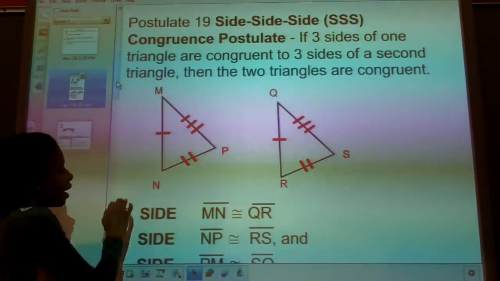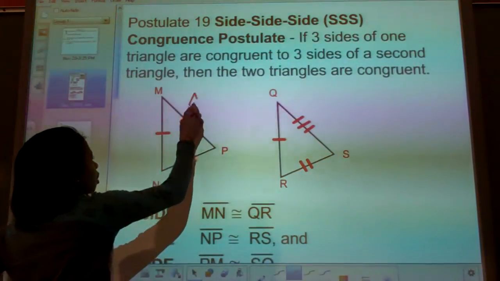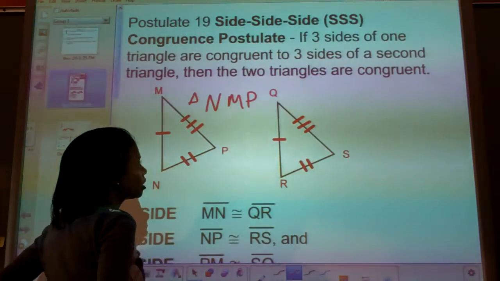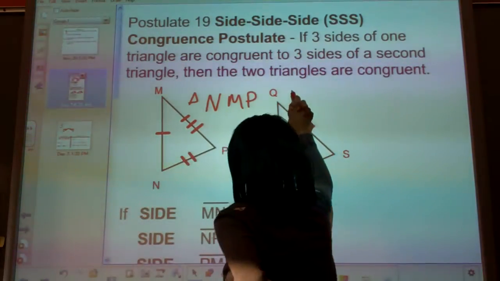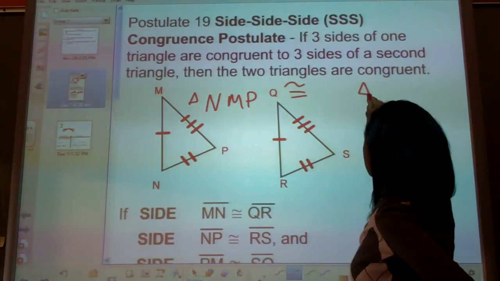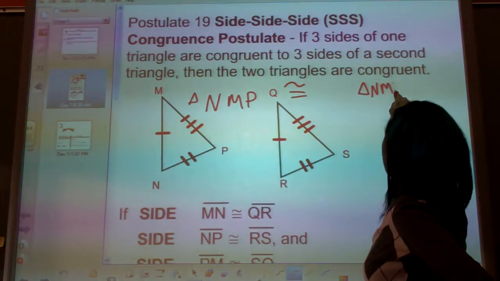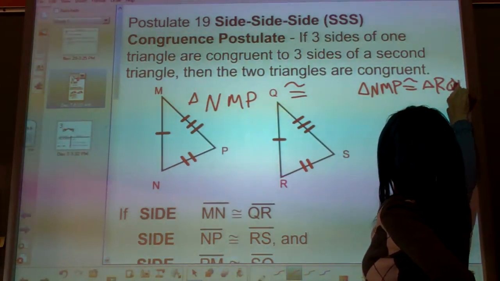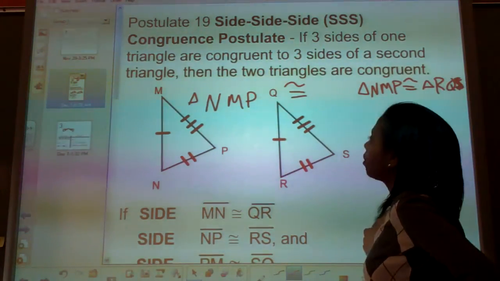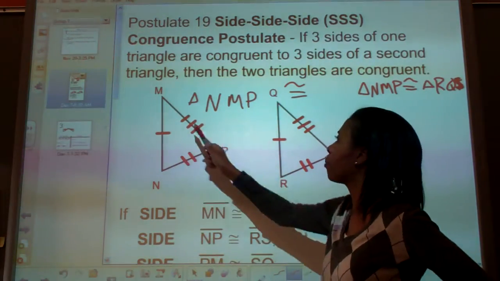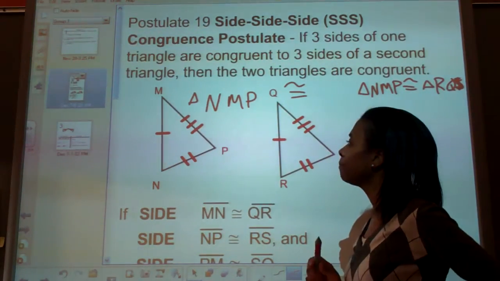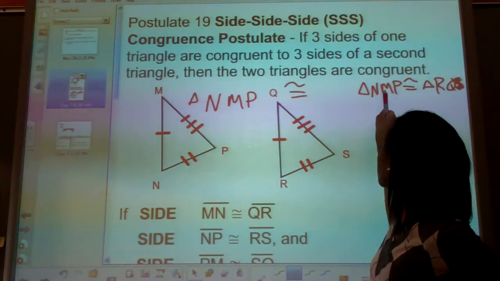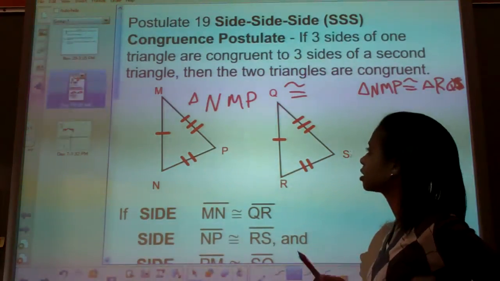For example, I have on this particular first triangle, triangle NMP, and it's supposed to be congruent, and I'll come over here and write it. Triangle NMP is to be congruent to triangle RQS. And remember that angles are supposed to correspond with one another. Looking at this carefully, that means N corresponds to R, M corresponds to Q, P corresponds to S.